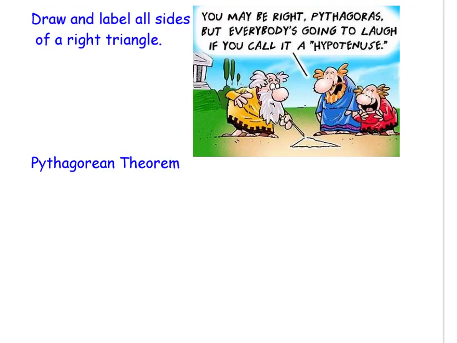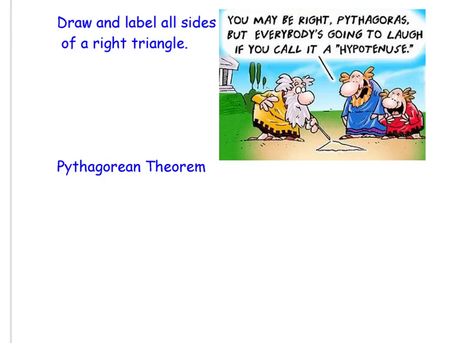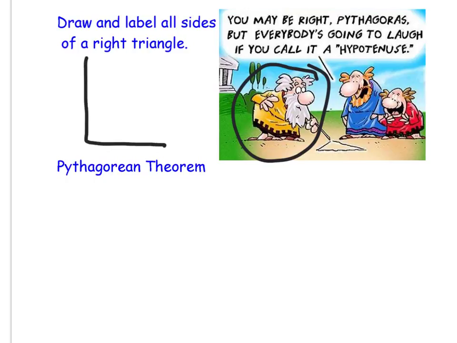All right, so let's check out this little cartoon over here. "You may be right, Pythagoras, but everyone's going to laugh if you call it a hypotenuse." All right, what in the world are they talking about? This guy right here is Pythagoras, and he is the father of this theorem we're going to talk about. These guys are trying to make fun of him because they're talking about this right triangle and saying that one of the sides is a hypotenuse. That's always going to be your longest side in a right triangle.